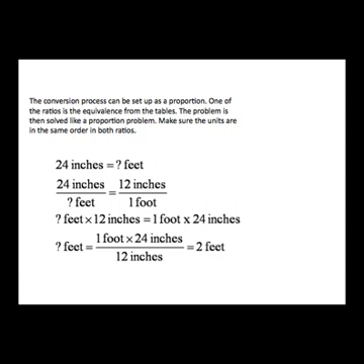The conversion problem is set up as a proportion. One of the ratios is an equivalent from the tables. The problem is then solved as a proportion problem. Make sure the units are the same in both ratios, and then you cross multiply.